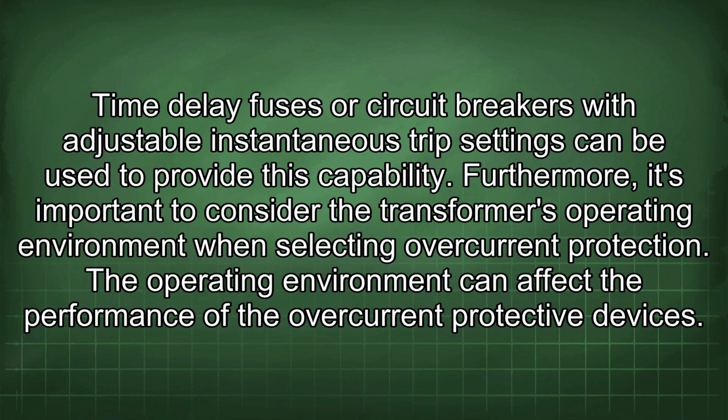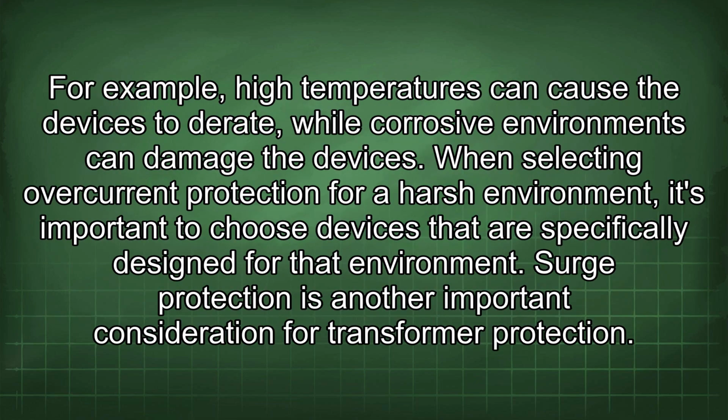Furthermore, it's important to consider the transformer's operating environment when selecting overcurrent protection. The operating environment could affect the performance of the overcurrent protective devices. For example, high temperatures can cause the devices to derate, while corrosive environments can damage the devices. When selecting overcurrent protection for a harsh environment, it's important to choose devices that are specifically designed for that environment.